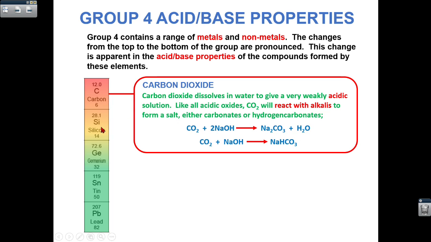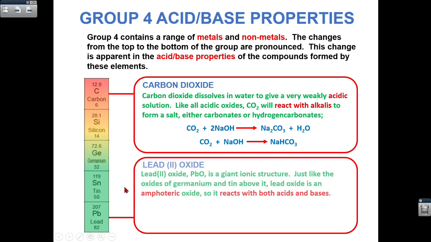Silicon dioxide will behave in a very similar way to carbon dioxide, again acidic, but when we come to germanium and tin and lead, we tend to see this amphoteric behavior where they will be able to react with acids and with alkalis. So if we look at lead at the bottom of the group here, primarily focusing on lead 2 oxide, lead 2 oxide is a giant ionic structure as we would expect. We have a metal here bonding with a non-metal, which would give us an ionic structure. And this lead oxide is an amphoteric substance.